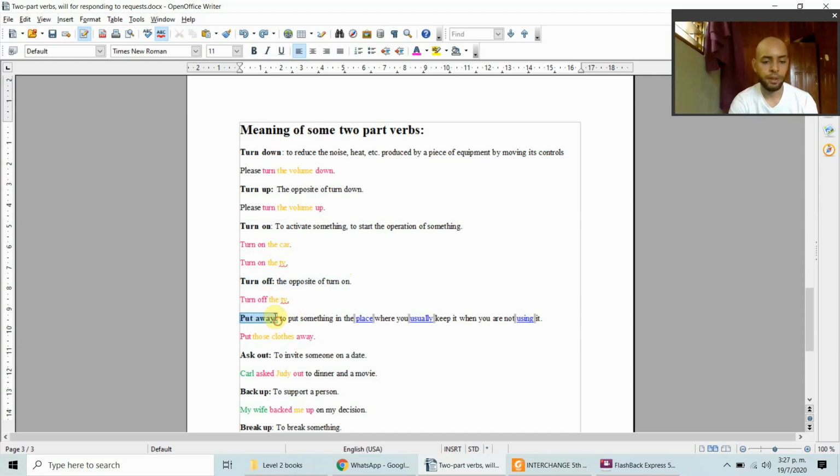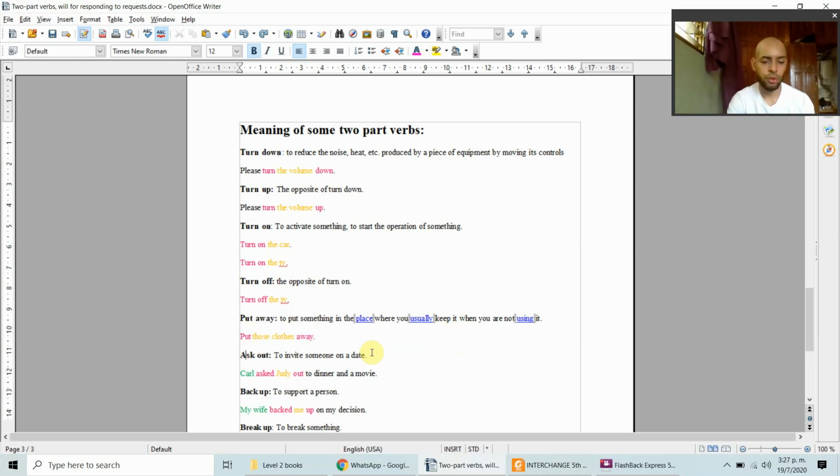Put away. Put away means to put something in the place where you usually keep it when you are not using it. For example, put the clothes away. You're telling the person to take the clothes and put them somewhere. Put them in the closet, put them in a drawer, somewhere else in their proper place.